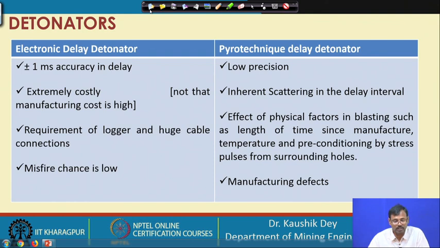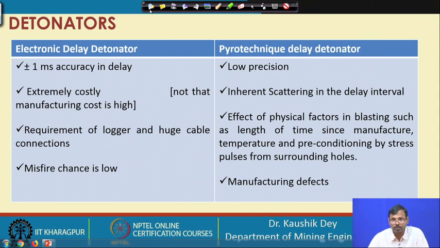So, the electronic delay detonator is at a very advantageous point over the pyrotechnic delay, because the pyrotechnic delay is of low precision, its scattering is not within the control of the user, and it may be scattered on either side of the designated delay time. The physical factors in blasting, such as length of time, etc., have a significant role in the performance of this detonator, say as with time these chemicals are not of the quality they had at manufacturing time.